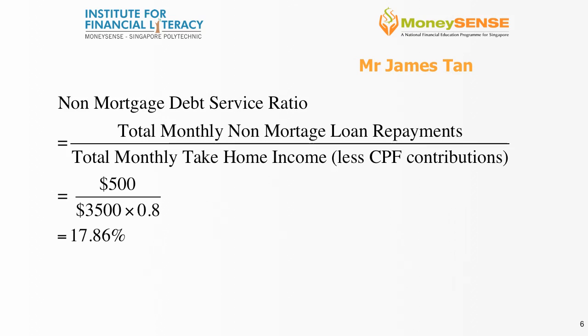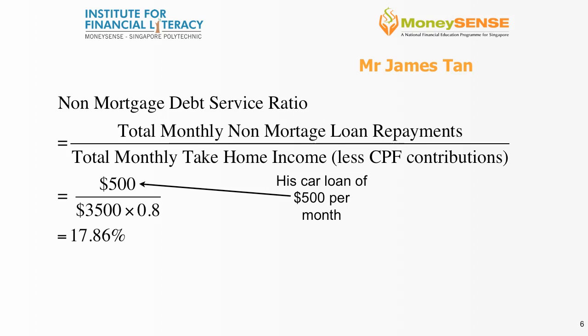Non-mortgage debt service ratio for Mr. James Tan. Non-mortgage debt service ratio is defined as the total monthly non-mortgage loan repayment divided by the total monthly take-home income, which is gross income minus CPF contributions. Mr. James Tan pays $500 for his car loan. This makes up his monthly non-mortgage loan repayment.